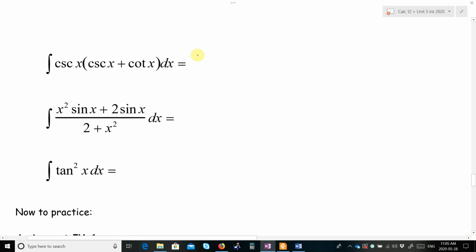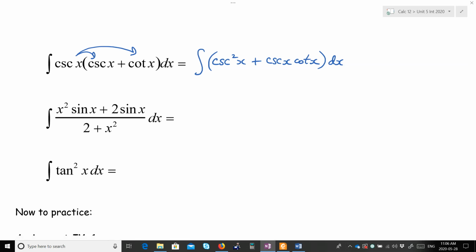Okay, what about this one? For example, if we multiply this through, we would get cosecant squared x plus cosecant x cotangent x. And both of those expressions show up above, right, in our integral formulas. The integral of cosecant squared x is negative cotangent x, and the integral of cosecant x cotangent x is negative cosecant x with a plus c on the end.